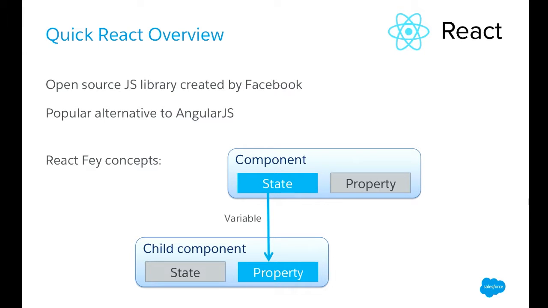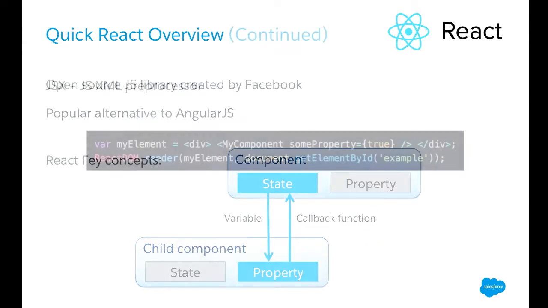And on the way back, if the child needs to send data back to the parent, we'll actually pass a function that belongs to the parent as a callback in the property of the child. So if the child needs to update the parent, it will call a JavaScript function that actually belongs to the parent. So this is really the basics.